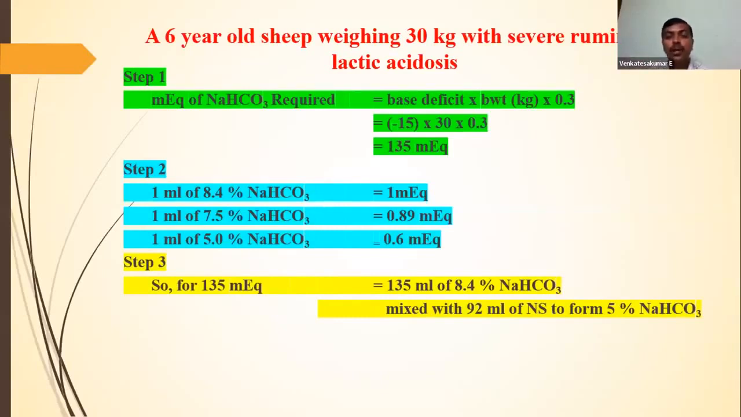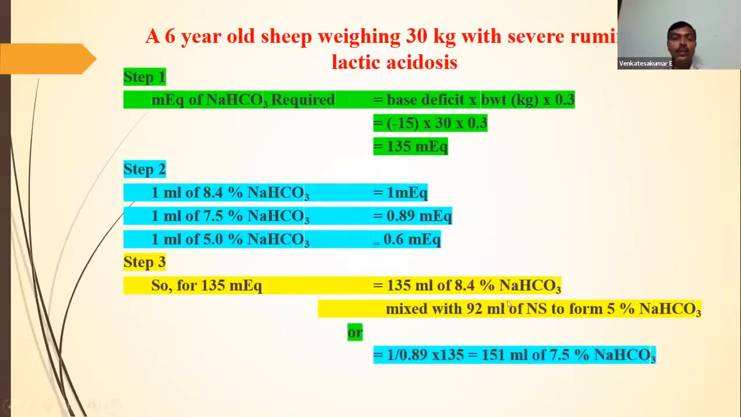So if you have 8.4%, you can do this. Or else, if you have only a 7.5% solution available in the market as an ampoule or vial, you have to calculate. 1 ml of 7.5% sodium bicarbonate is equal to 0.89 milliequivalent. So for 135 milliequivalent, how much do we need? We need 151 ml of 7.5%. Here 135 ml is for 8.4%; if it is 7.5%, 151 ml is needed. That is a simple calculation.